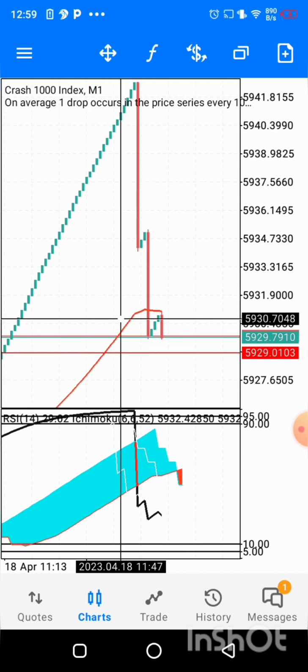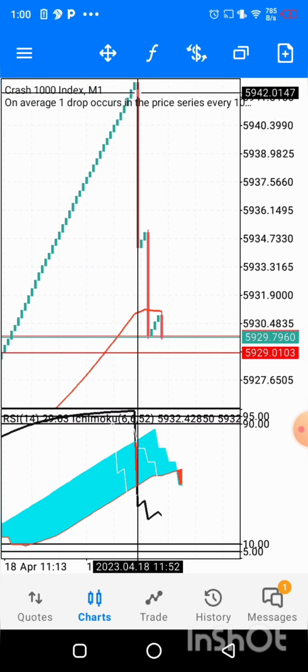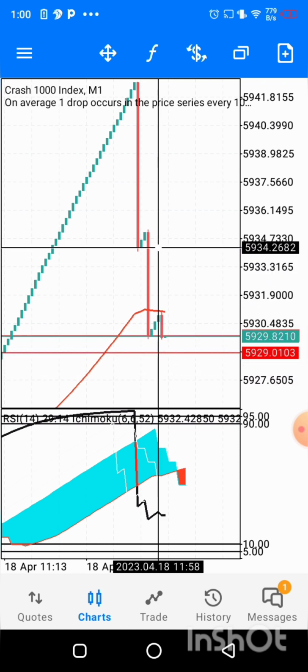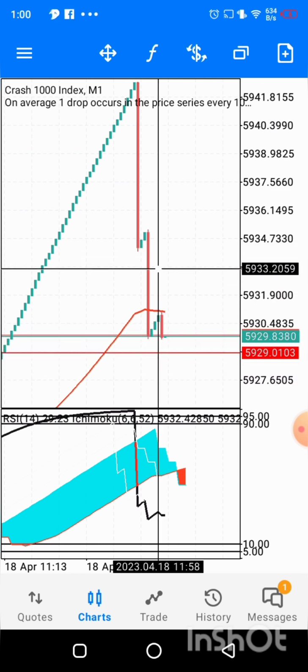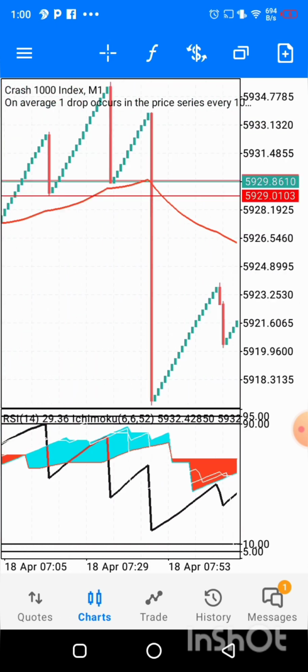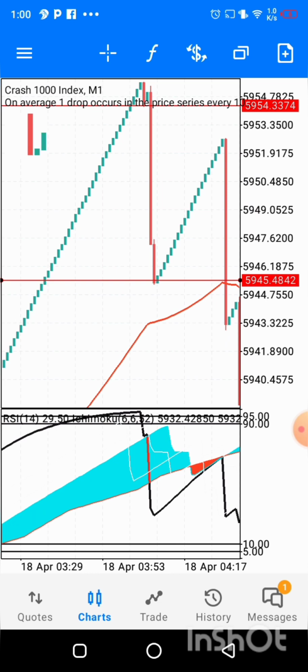You see what happened after the drop? We have one, two, and almost three spikes. Okay, so that's the beauty. That's it, guys. This strategy gives over 90% win rate. Trust me, this is not a lie. All right, if you backtest, you see the same thing.